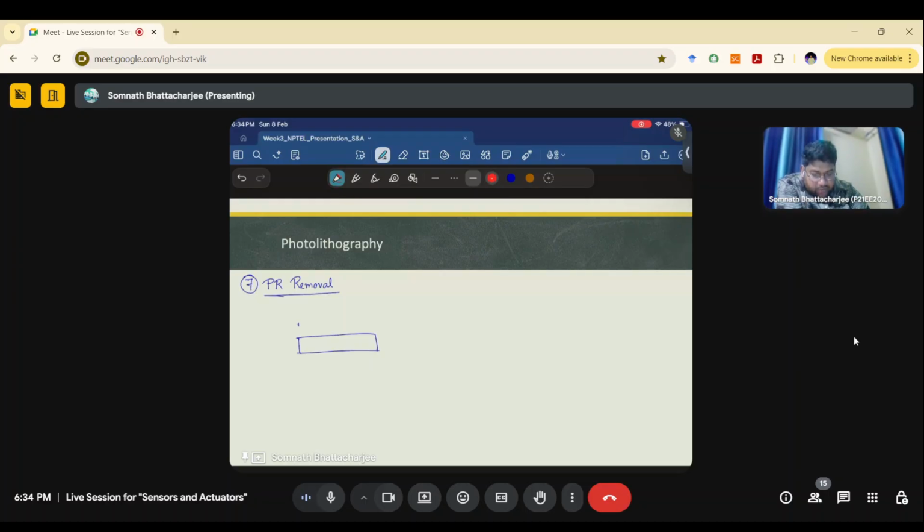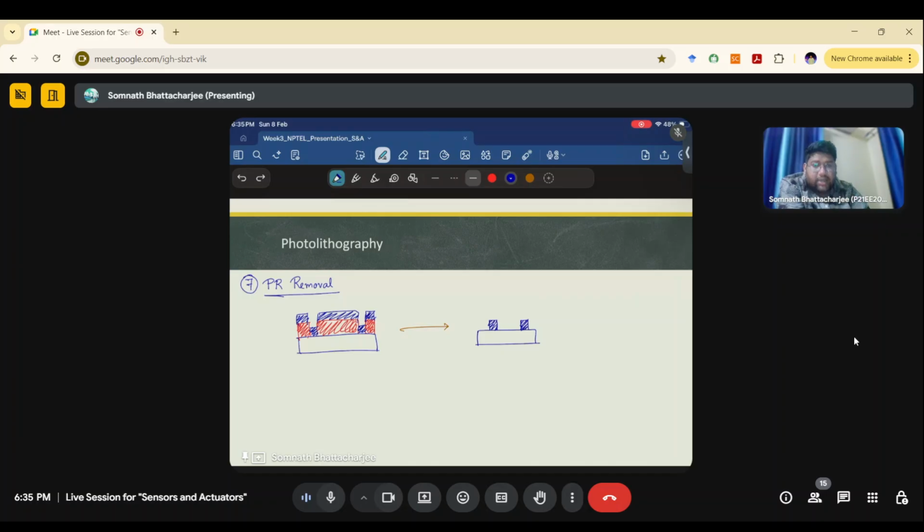So let me draw the previous structure before. It was something like this and this, right? And you have metal here, metal here, metal on top of this, metal on top of this. So this was your previous structure. After the removal of PR, what will happen is that you have your substrate, and you will have this kind of a structure. Why? Because with the removal of this PR, this part of metal will also be removed.